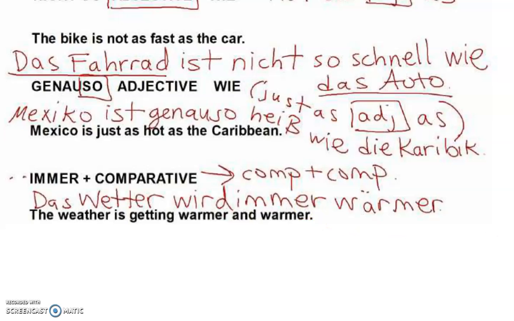When we use immer with the comparative form of our adjective, it's showing that something's becoming more and more of that comparative adjective. It's showing a progression of intensity. So if we say something like the weather is getting warmer and warmer in English, that would be das Wetter wird immer wärmer. So you just put an immer before your comparative form, and that just shows that progression of intensity. And this was our introduction to comparative and superlative and phrases for comparison.